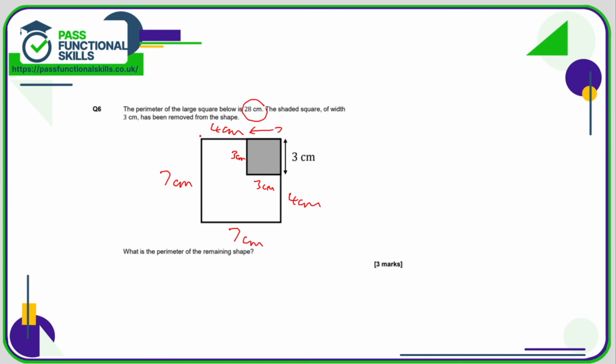So starting at a random point, I'm going to start here. 7 plus 7 is 14, 15, 16, 17, 18, 19, 20, 21, 22, 23, 24, 25, 26, 27, 28. So the perimeter is 28 centimetres.